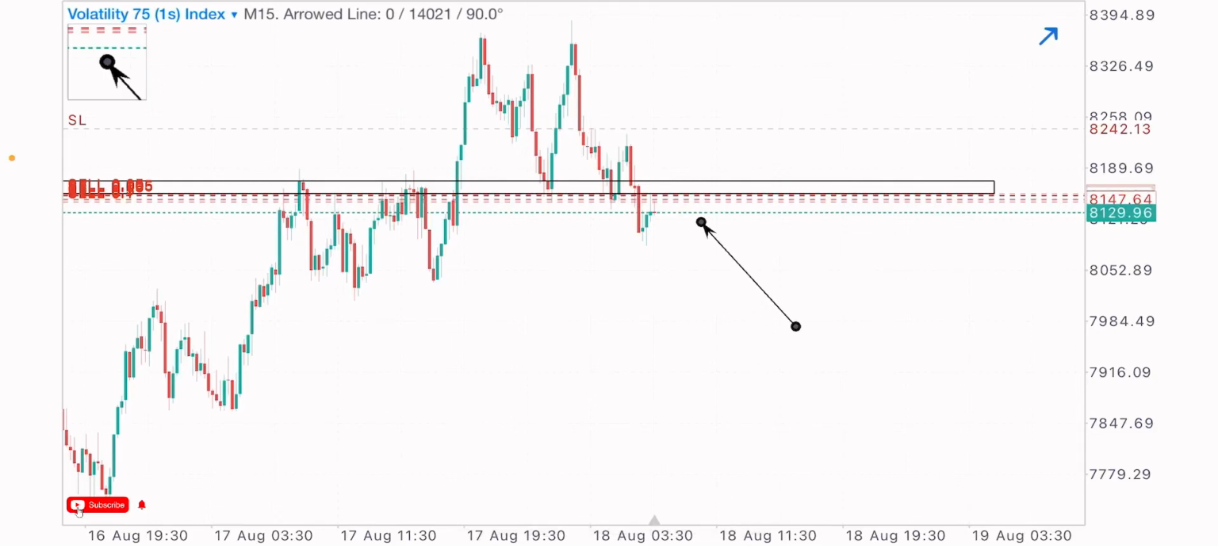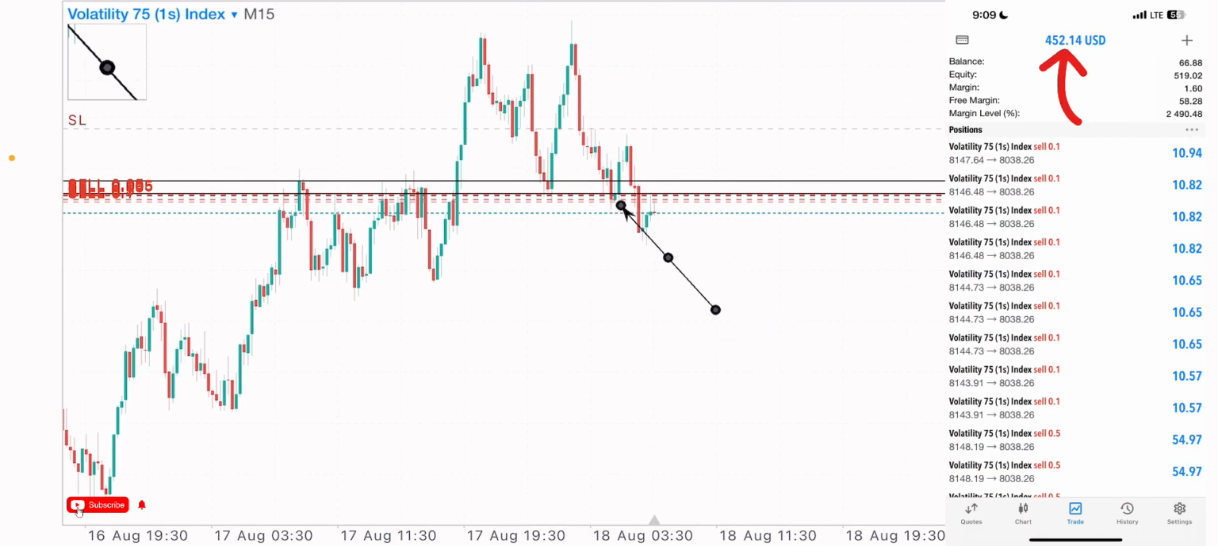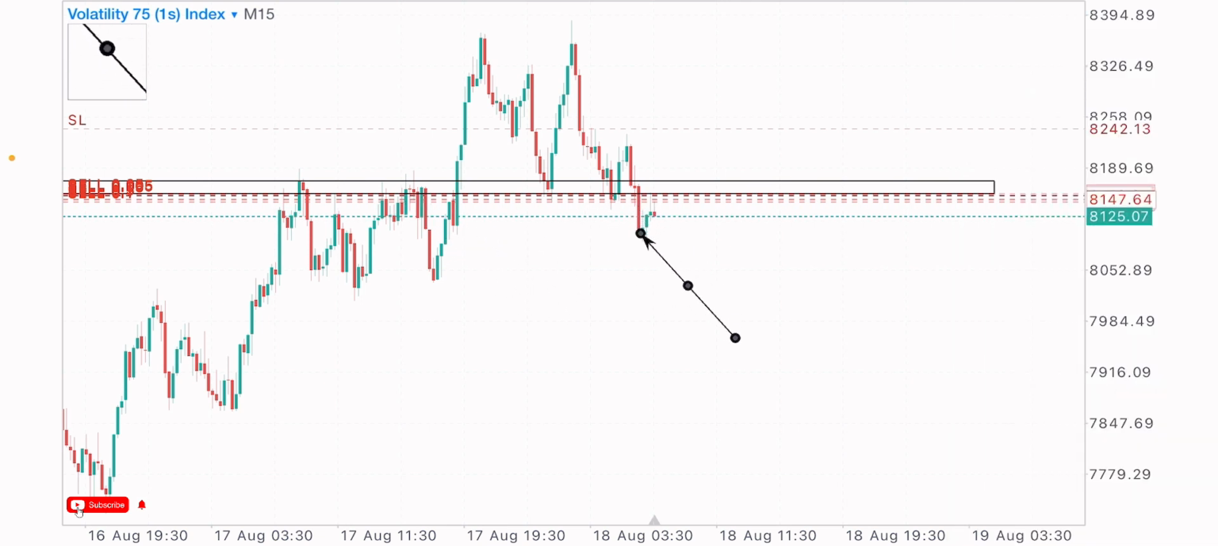I took a trade on the VCN51S index. You can see it's moving in profit. I got into a trade at this point. The market dropped, then gave us a little retracement, but we are still moving in profit.